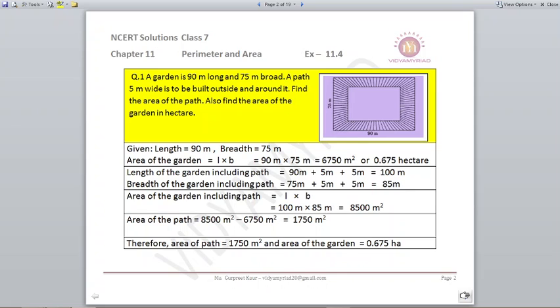A garden is 90 meters long and 75 meters broad. A path 5 meters wide is to be built outside and around it. Find the area of the path. Also find the area of the garden in hectares.